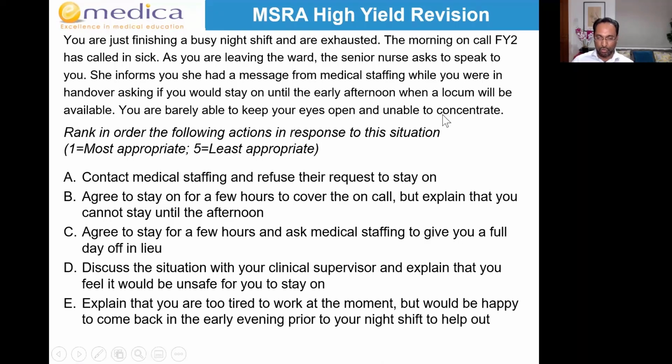First question before we look at the actual correct response. Is it safe for a doctor in this situation to be seeing patients and assessing patients? Is that a safe situation? Absolutely not. Right, okay, good.